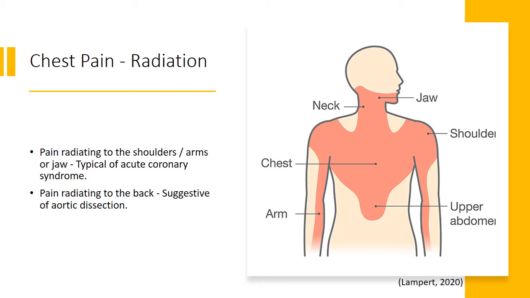Next, we can inquire about any radiation of the pain, and as it says here, pain radiating to the shoulders or arms or jaw can be typical of acute coronary syndrome. We can see from this diagram on the right side as well that the cardiac chest pain can radiate into any of these areas. And as I alluded to on the previous slide, we know that women who present with ACS are more likely to complain of pain into these areas where it radiates to, as opposed to chest pain, or at least more likely than men to complain of those. Chest pain can radiate into the back, and we've already mentioned that this is suggestive of aortic dissection.